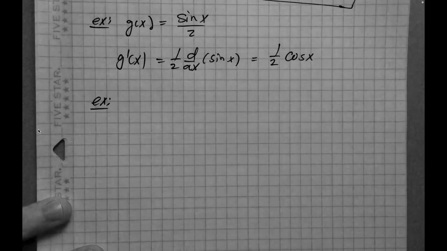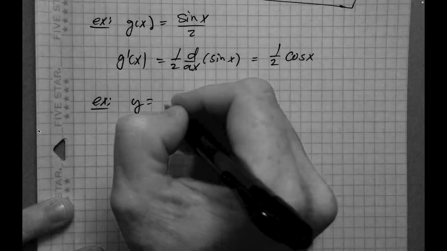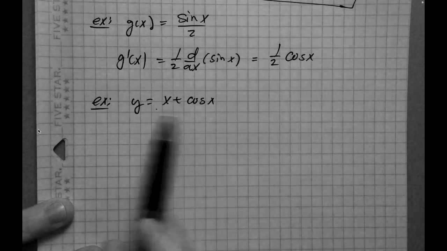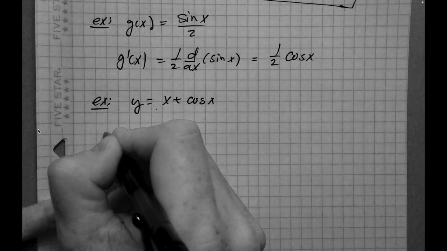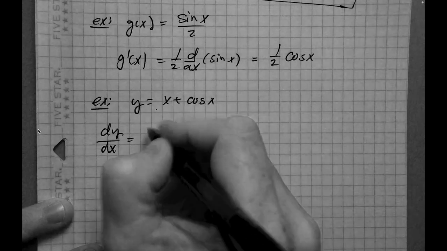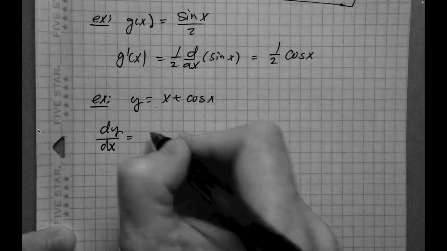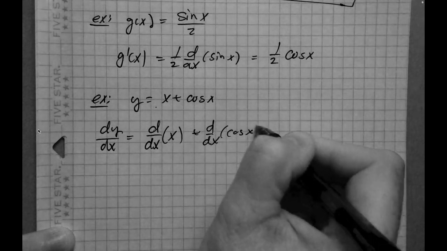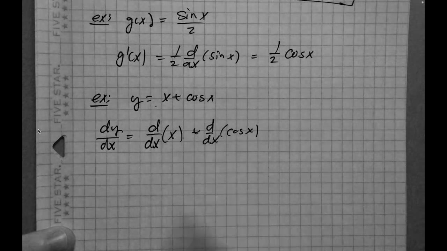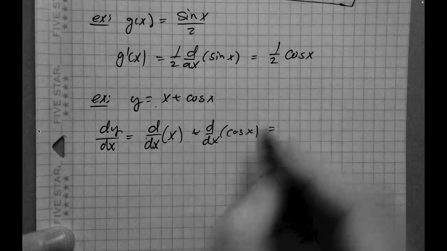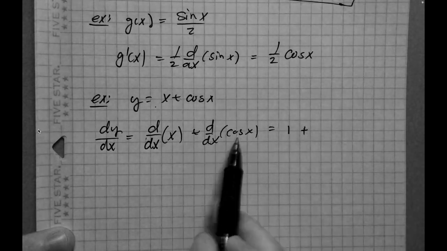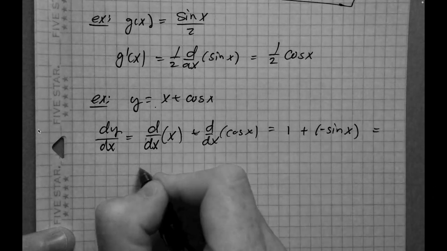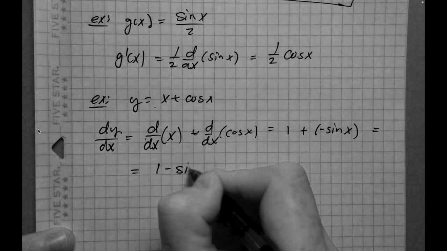How about this guy? Let's say y is equal to x plus cos x. Okay, so we've got multiple terms added together. So then dy dx is equal to, and you can break this apart right up front if you want to. You could say it's d dx of x plus d dx of cos x. So you can pull that sum apart, work out each of these individually. This derivative is 1. This derivative is negative sine x. And so you would say it's 1 minus the sine of x.